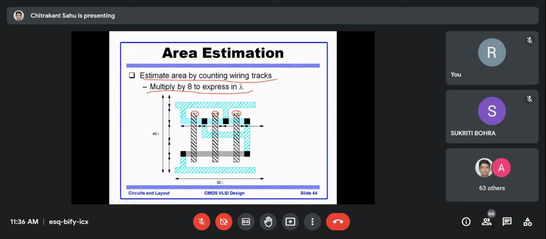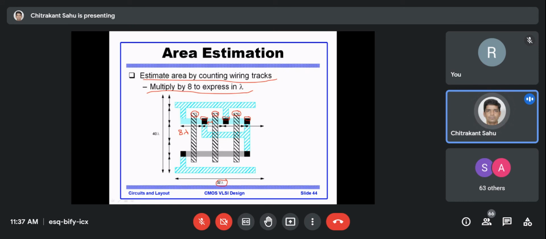2 lambda. 2 lambda, right? And what should be the size of this cross contact? It is also 2 lambda by 2 lambda. Yes. And what is the spacing between these two? One lambda on each side. So you can see this horizontal arrow represents 8 lambda. This is also 8. This is also 8. This is also 8. So that will make the total equal to how much? 32 lambda.